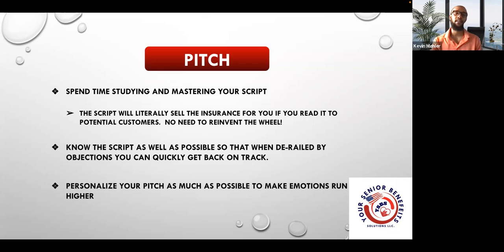And then last but not least, I would personalize your script so that it kind of makes the emotion run higher, right? So meaning once you know the script well, that you no longer have to read it, then you can add your own sauce to it. You can switch up and tweak a few little things, but the general consensus of the script I would still leave, okay? And feel free to get in contact with me if you want to do that.